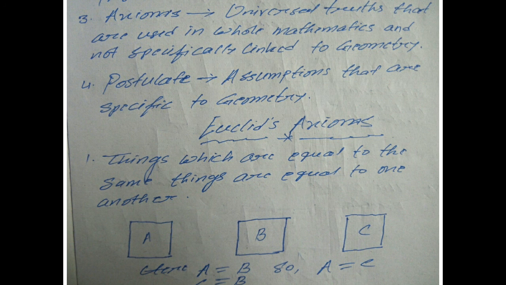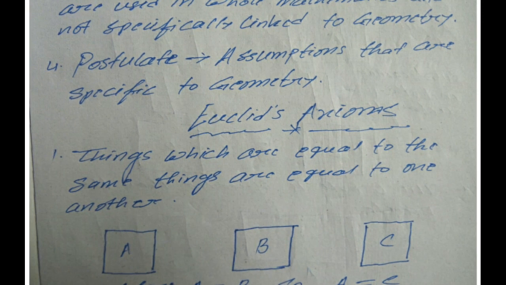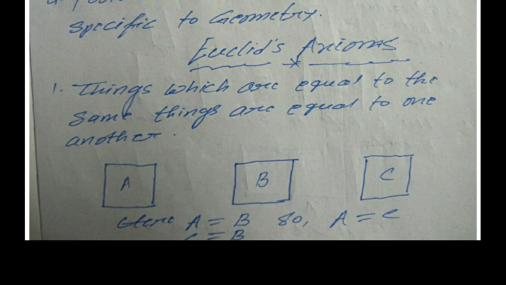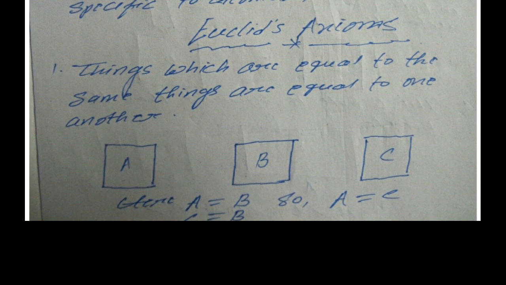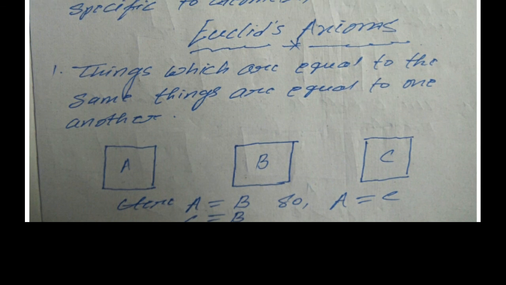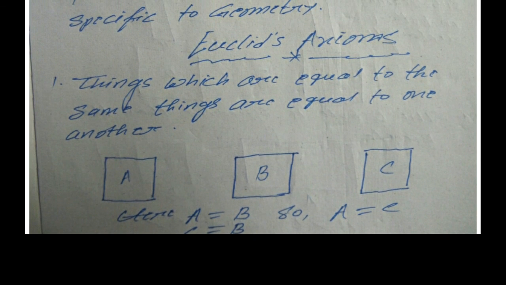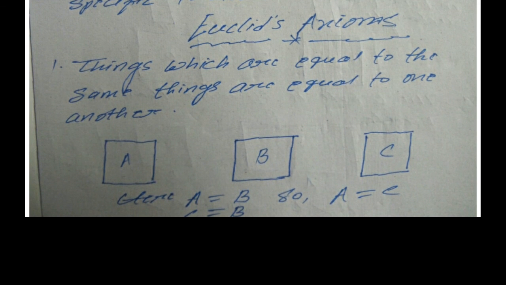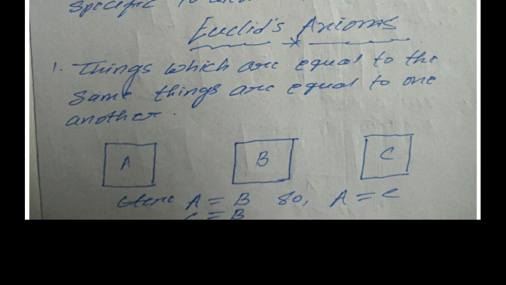So here the first assumption that Euclid made was that things which are equal to the same thing are equal to one another. Let A be equal to B and C be equal to B. So A is equal to C. So things which are equal to the same thing are equal to one another.